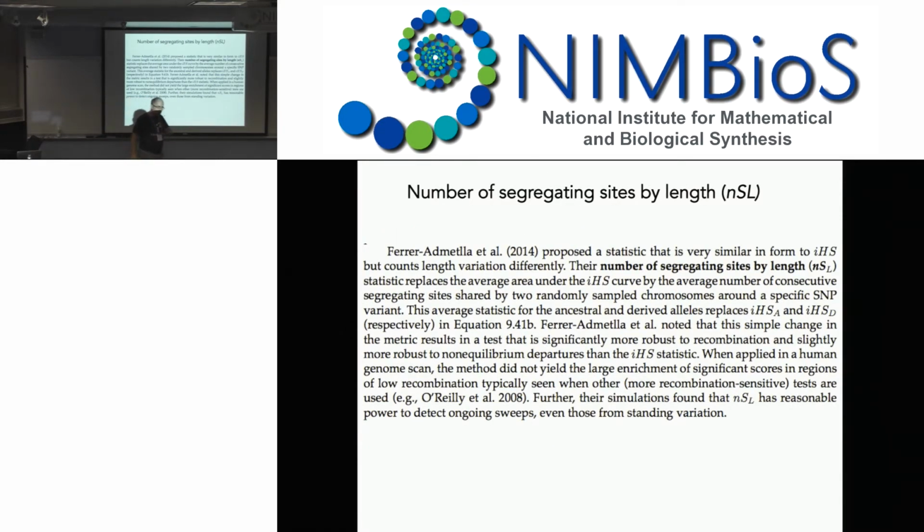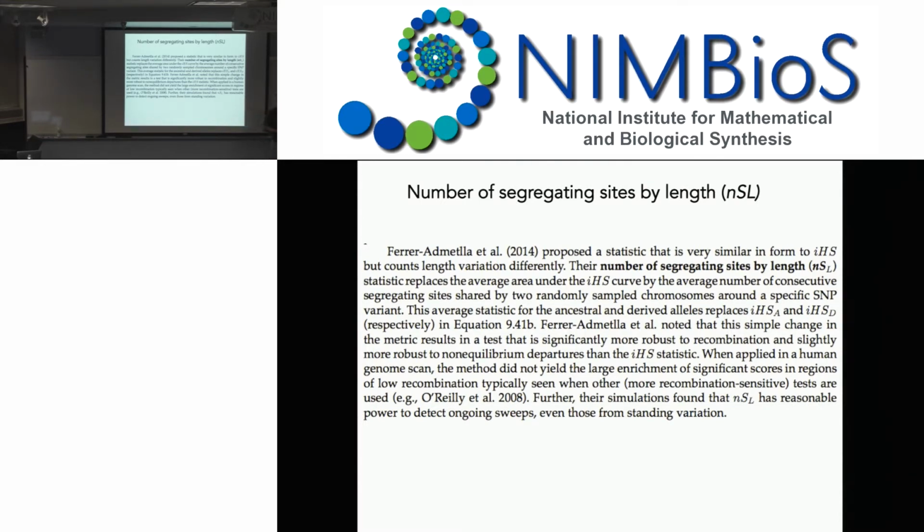So people can take this notion, and there are 2 other ways people have looked at this. And again, the idea is how to use this information. And a simple way to use the information that seemed to work out well in the simulation is this NSL, number of segregating sites by length. So instead of looking at how long that region of extended homozygosity is, instead of looking at the area under that region of extended homozygosity, what they basically did was they looked at the average number for a given haplotype of consecutive segregating sites shared by 2 random members.